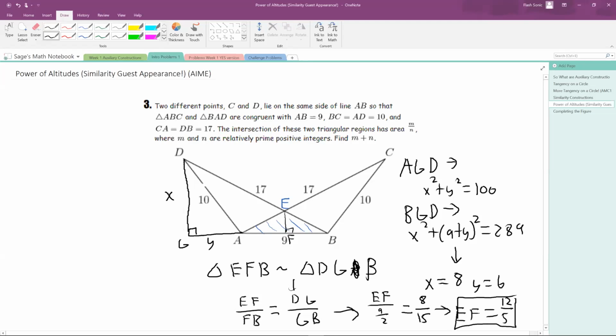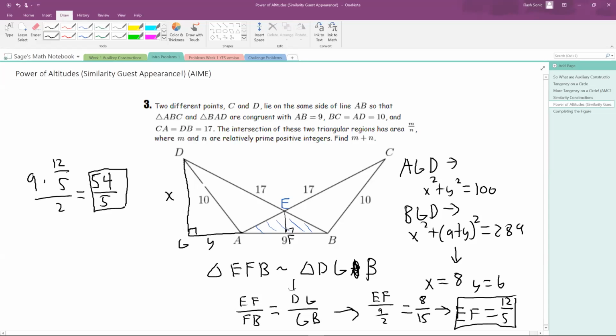And now, since we want to find the area of the triangle, all we have to do is multiply EF by AB to get 9 times 12 over 5 over 2 is equal to 54 over 5, which is the final area of the triangle. And the answer asks for m plus n, but I'm too lazy to do that, so you guys can do that yourself.